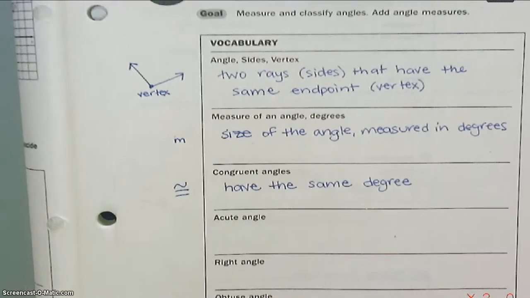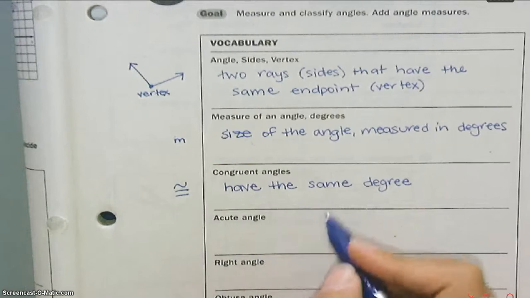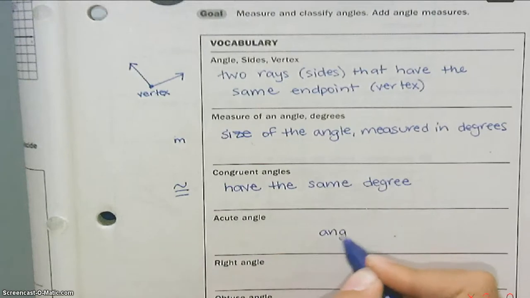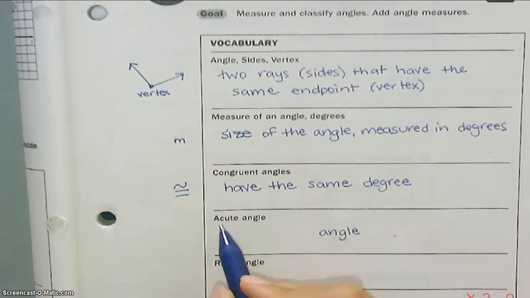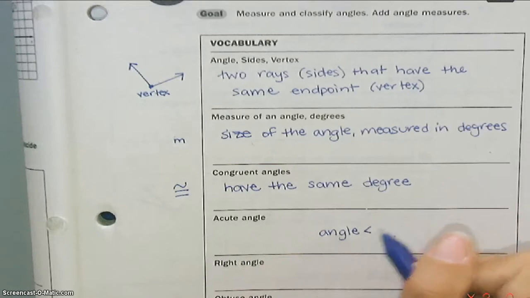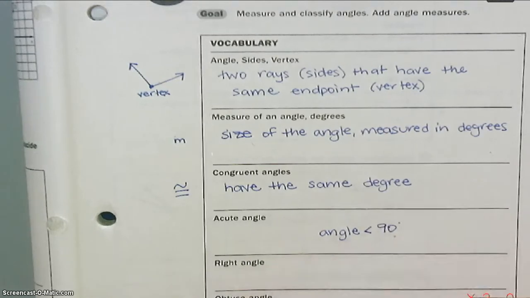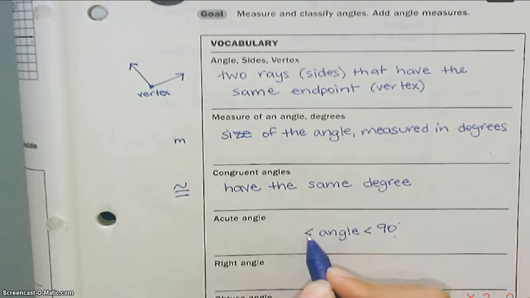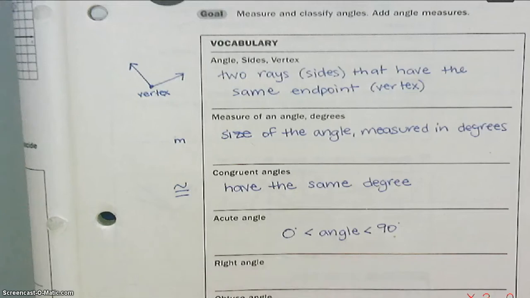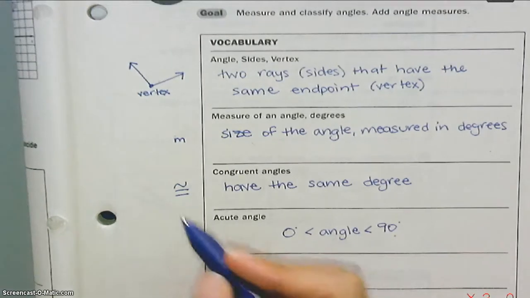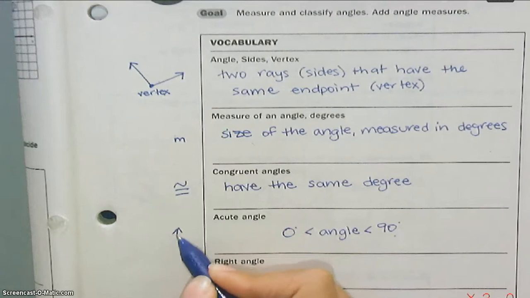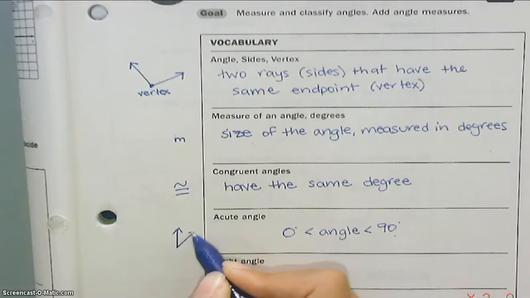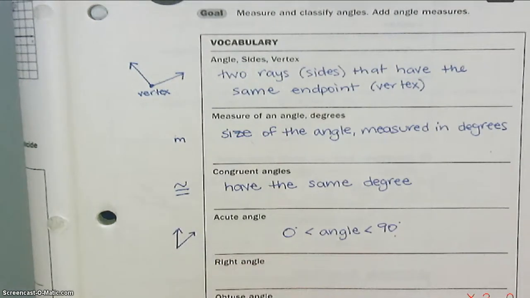An acute angle is an angle that's smaller. We call it acute. It's less than 90 degrees. But it has to be bigger than 0. We're not going to use negative angles in this class. So the angle is between 0 and 90. So here's an example. It's not as wide. It's not open very much.